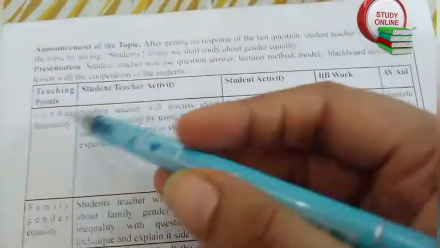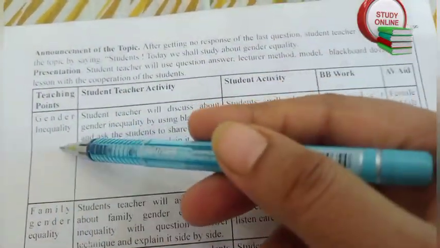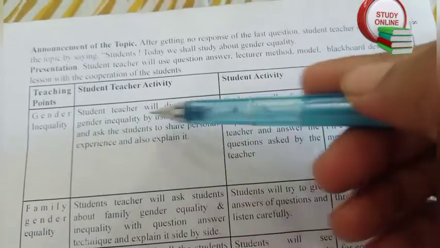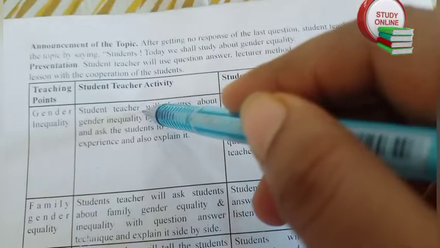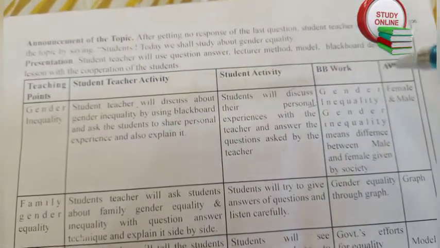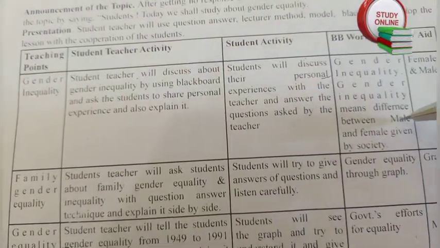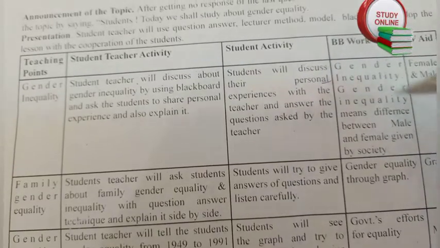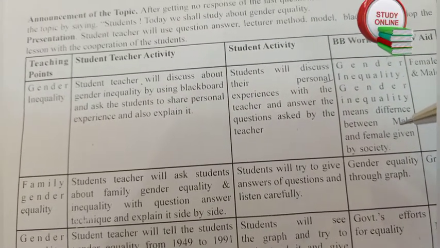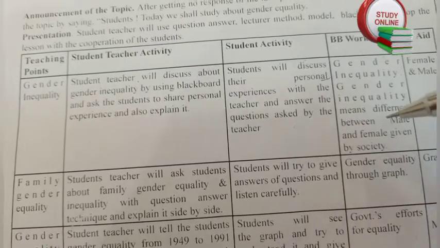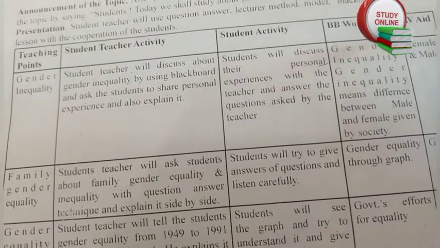Okay, after that you can see here presentation. We have to teach them about gender inequality and here you can see all the things. This is teacher activity and this is student activity. Here is blackboard work. Okay, so you can write whatever main important points you think that we should teach to students. You have to write it here. And here is audio visual aid.